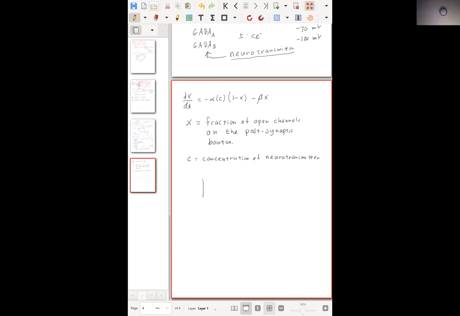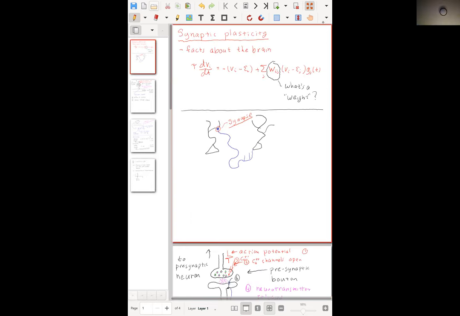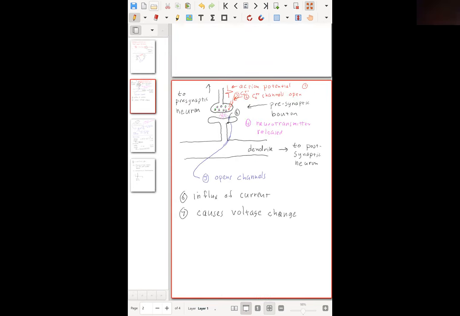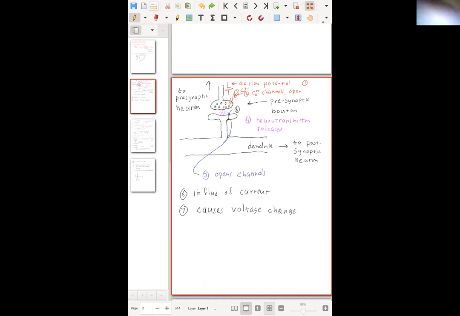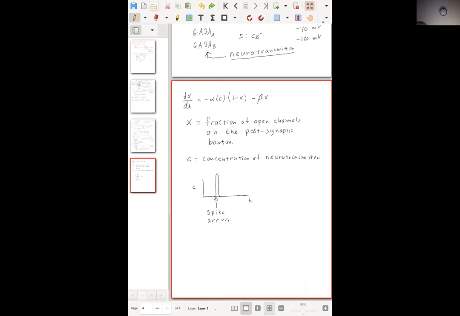So as a function of time, this is time, this is C, and a spike arrives here. C very quickly goes up and then comes down. When the neurotransmitter arrives here, the concentration goes way up, it's quickly cleared away and doesn't last very long, and then it drops down again. So it's a slightly idealized picture, but it goes up and down pretty fast. And this is alpha versus C. It is divisive by C.